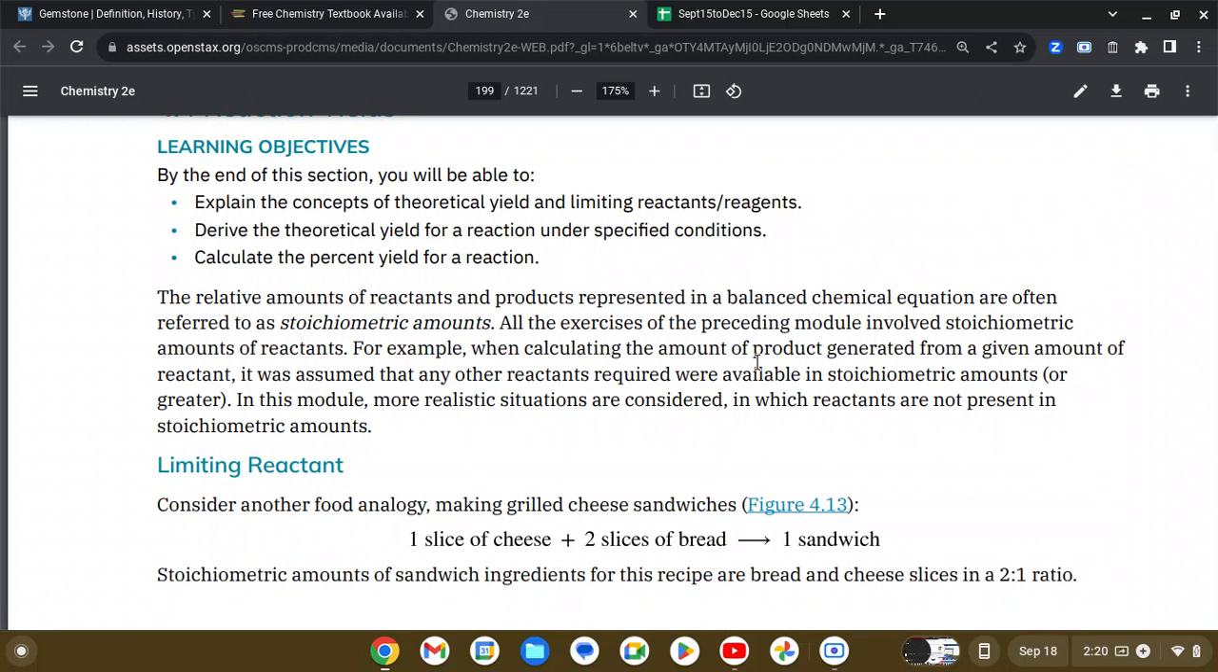For example, when calculating the amount of product generated from a given amount of reactant, it was assumed that any other reactants required were available in stoichiometric amounts or greater. In this module, more realistic situations are considered in which reactants are not present in stoichiometric amounts.